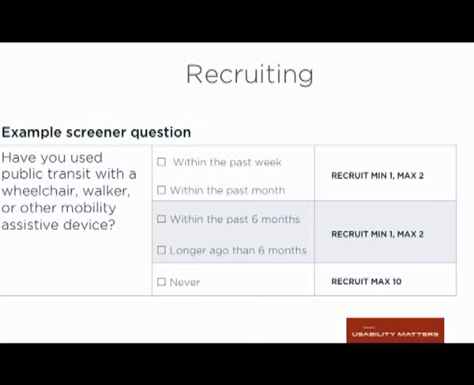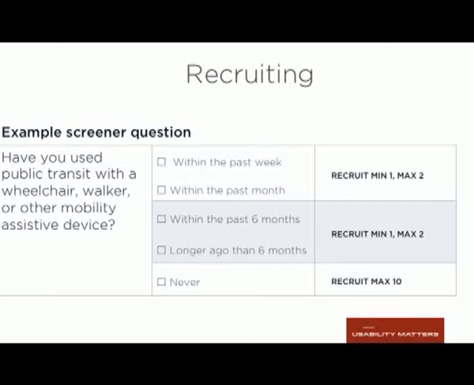Regardless of whether you do the recruiting yourself or hire a professional, you'll need to turn your recruiting criteria into a set of questions. Depending on their answers, people will qualify or disqualify from your study. So here's an example question from some recent research we did with transit riders across North America. Have you used public transit with a wheelchair, walker, or other mobility assistive device?